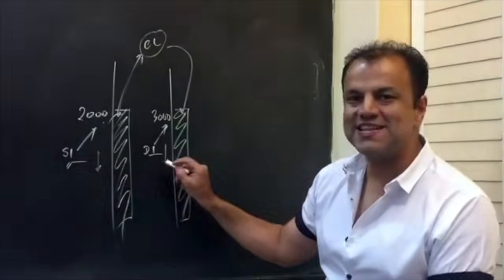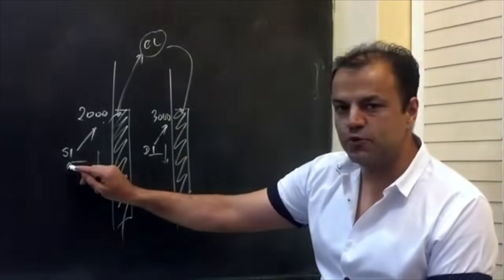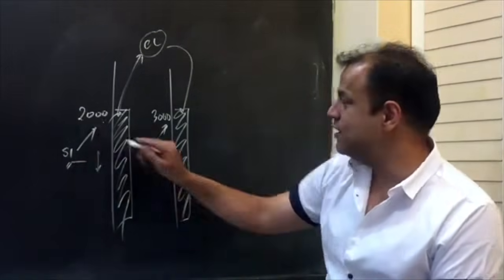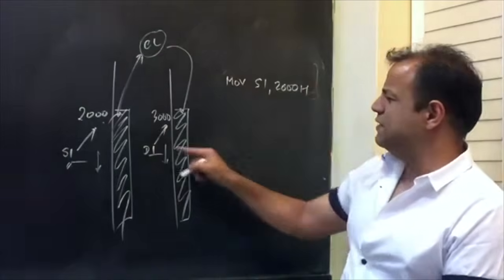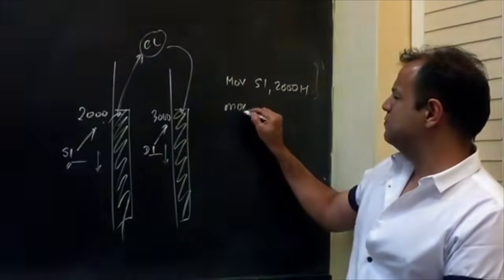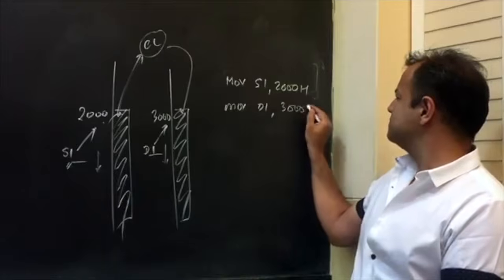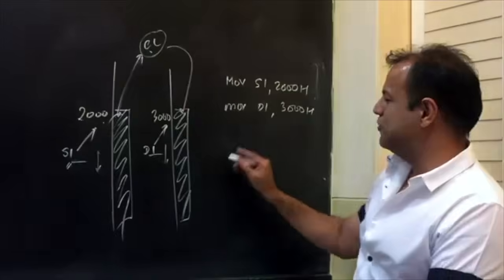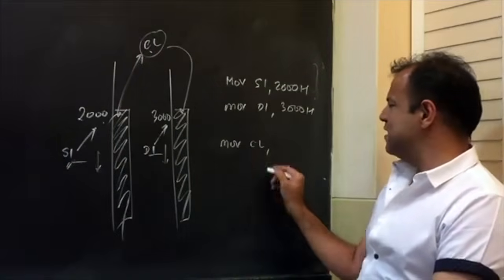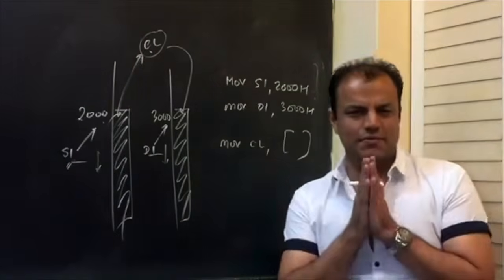So the first thing, source index and destination index. The first thing we do is initialize SI with the value 2000. Move SI, 2000. Then we will initialize DI with the value 3000. Move DI, 3000. Now once they are initialized, take the data pointed by SI into CL. Move CL, square bracket.